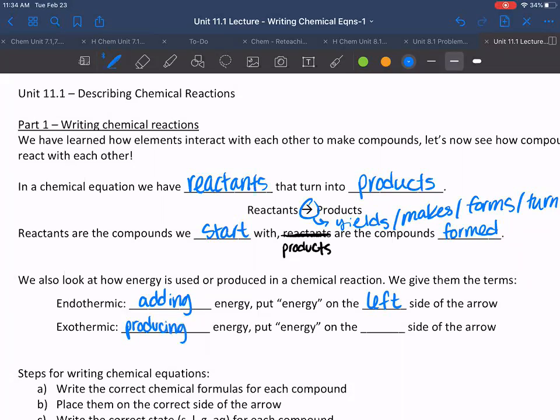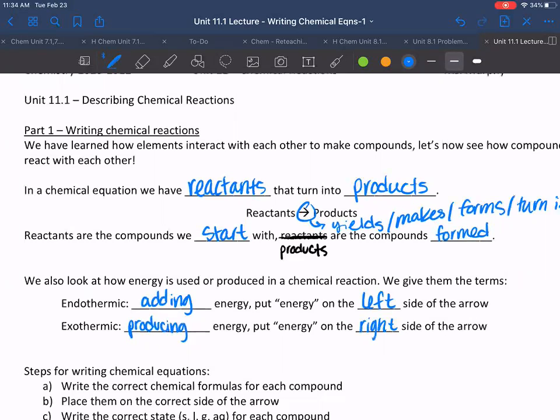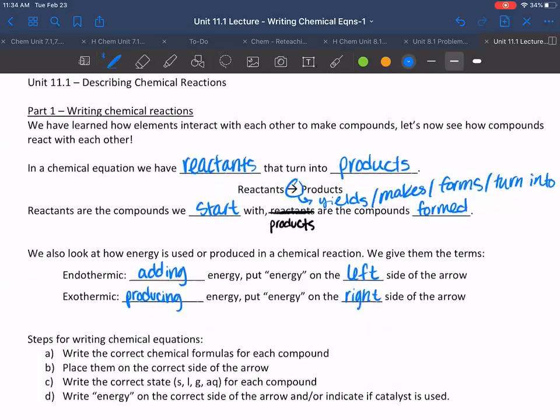So for example, if you start a fire, it gets hot, right? That heat is considered the energy that's being produced. So burning wood is actually an exothermic reaction. And so we're going to put the energy term on the right side of the arrow. Any questions about endothermic versus exothermic? Cool. Okay, so now we're gonna get into it then.